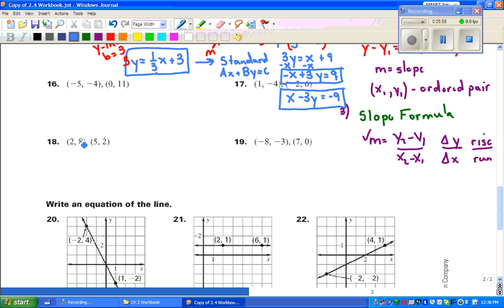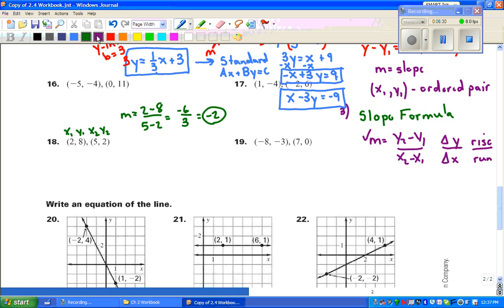Number 18, this one does not have a y-intercept, so we're going to label x1, y1, x2, y2. And we're going to start off by finding my slope. 2 minus 8 over, let's see, 2 minus 8. And then you have, what, 5 minus 2? 5 minus 2. So you end up with -6 over 3, which gives you a slope of -2.